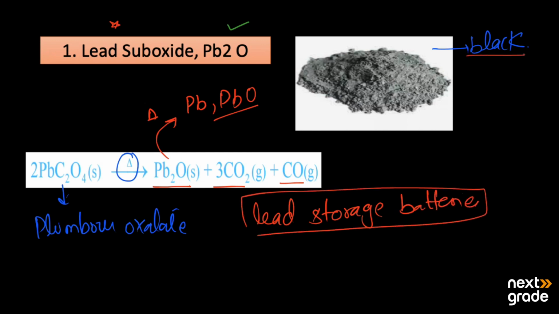Now, this is the black powder. You can see that when we open up the simple cell that we use in our daily life for remotes, the energy source for the remotes, these small cells contain the black powder when we open up the inner core. So this was a simple example for lead suboxide. It is a source in batteries, used in lead storage batteries, as well as used as a pigment in paints.